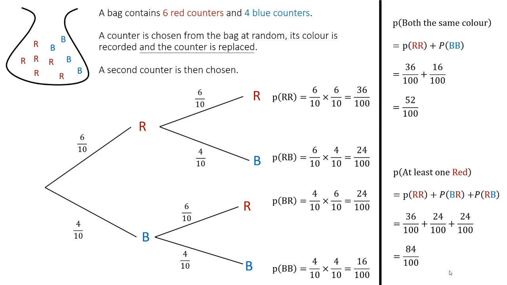Now, in this question, the probabilities between first pick and second pick did not change, so it wasn't too difficult to fill in the branches. But what happens if we do change the circumstances between the first and second pick? What happens if we have an example where we don't replace the counter after the first pick? Well, let's have a look.